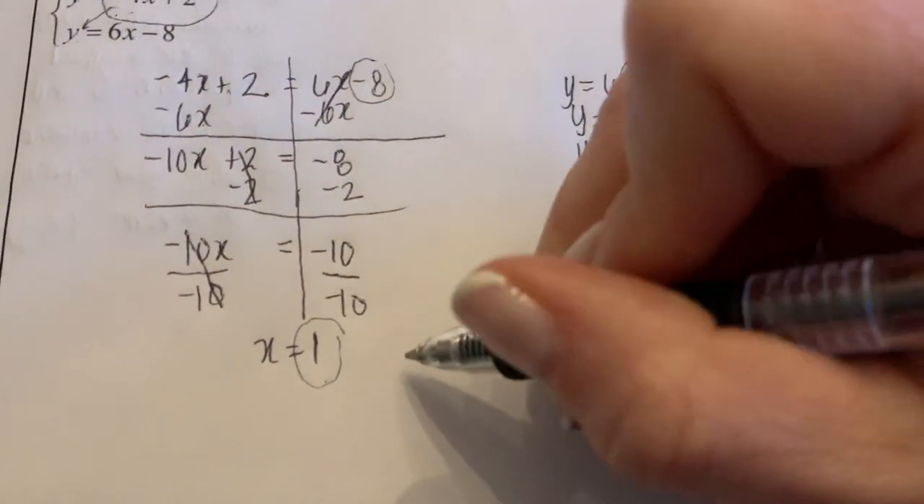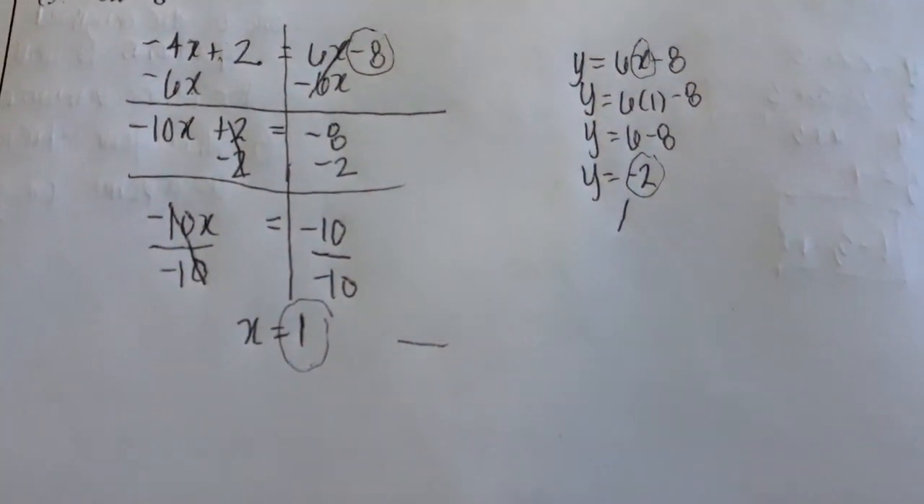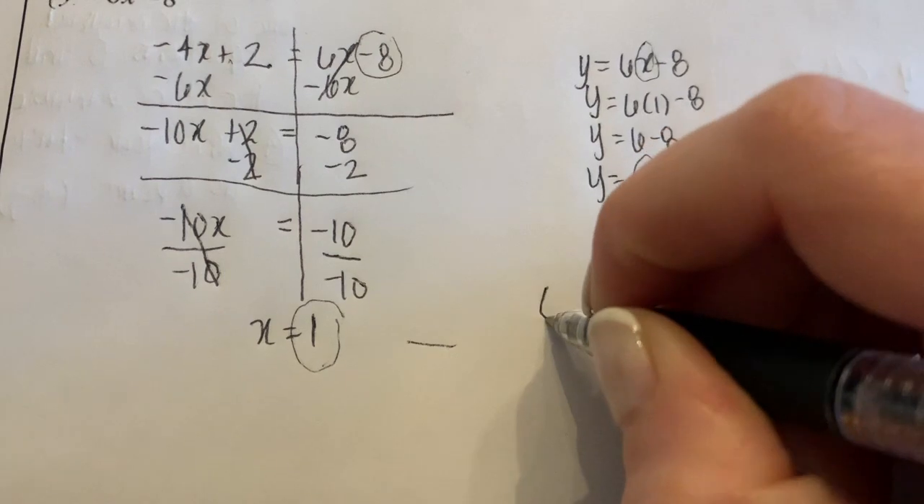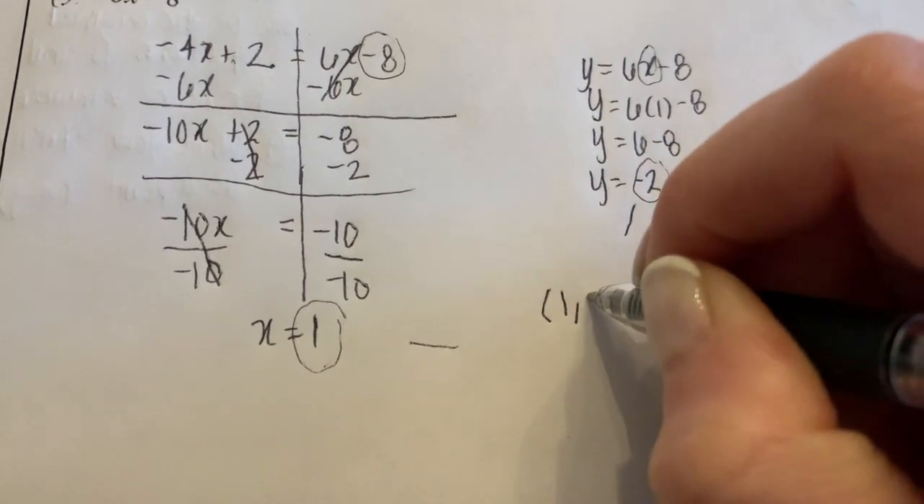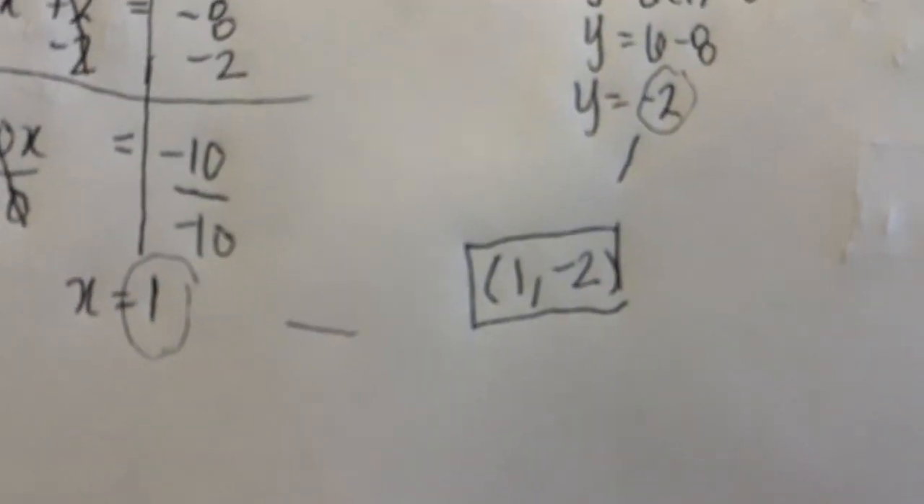Hooray. Okay, and now I'm going to write my solution as a point. X comes first, x comma y. So 1 comma negative 2 is my solution. Ta-da!